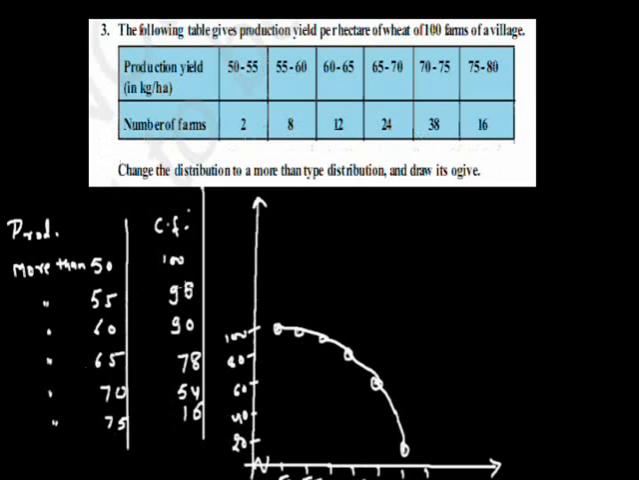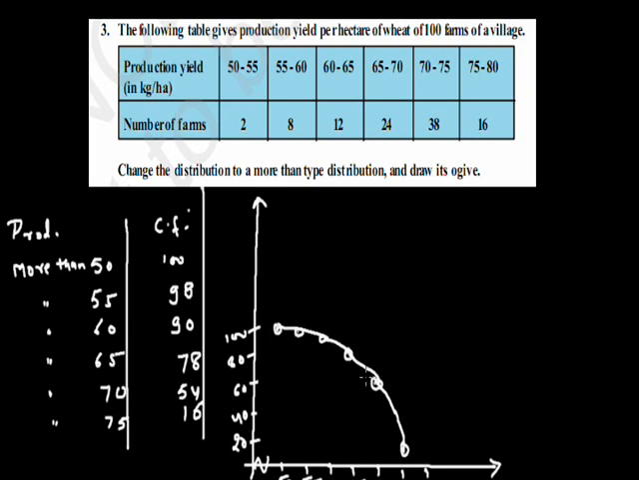Now in the third question, also draw the more than type distribution graph. First of all convert it into the more than type. More than 50 it is 100, more than 55 is 98, more than 60 is 90, more than 65 is 78, more than 70 is 54, more than 75 is 16. I have converted into the more than type. Now draw the graph for the more than type. It is decreasing.